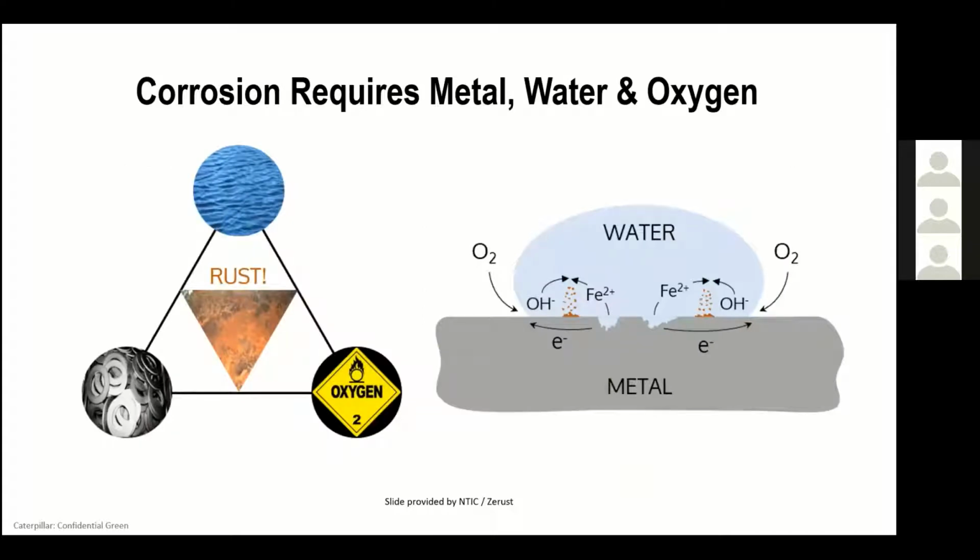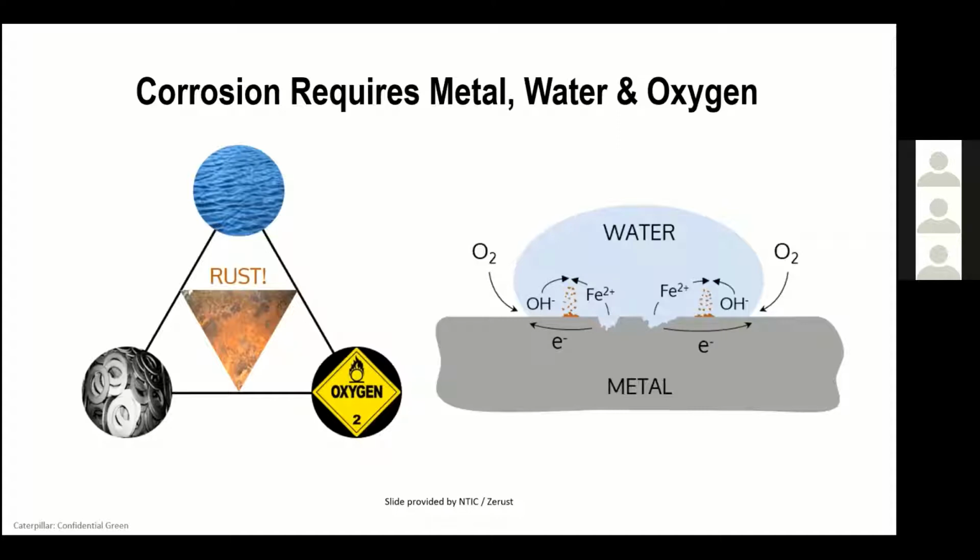So what are the 3 main things that we need to have corrosion, talking about liquid form here? That's what I'm referring to. It really involves metal, water, and oxygen. So over on the left, that's what we're showing in that image.